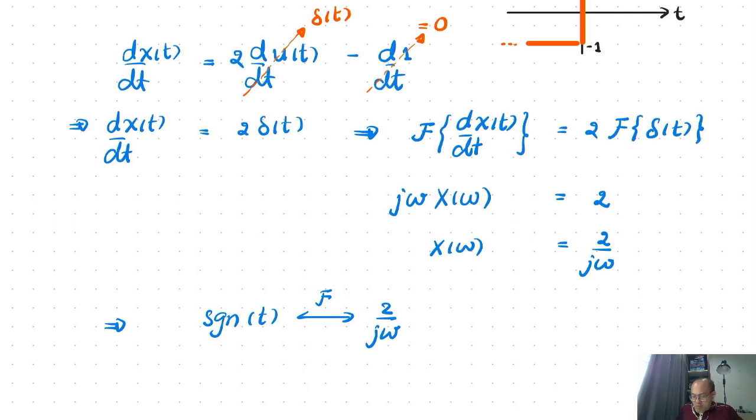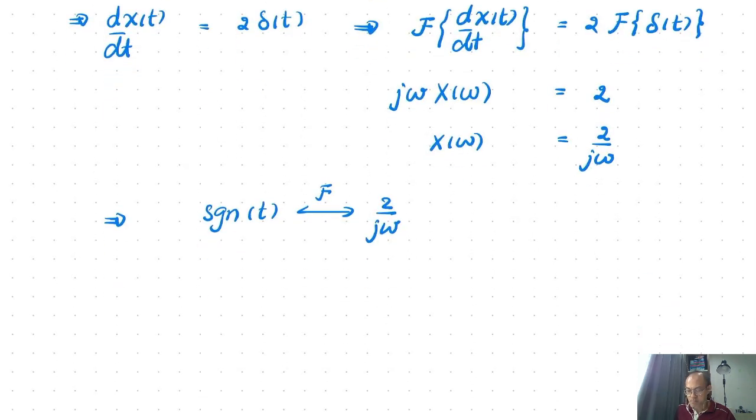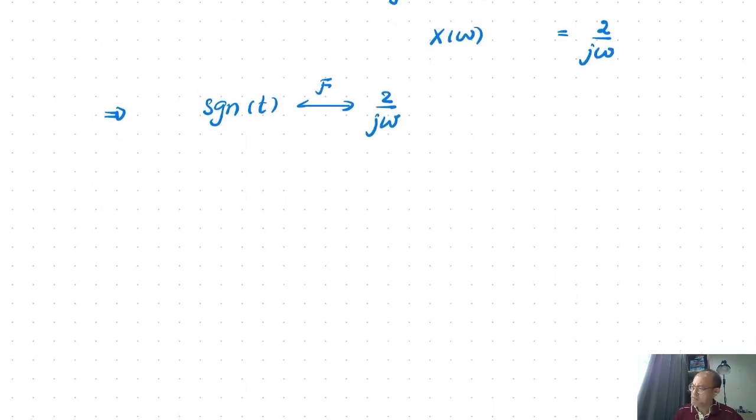This is an example of how to use time differentiation to find the Fourier transform of some functions that are not straightforward if you do the direct approach. Okay. All right. Now let's look at another example. This time we're going to try to find the Fourier transform of a triangular signal.